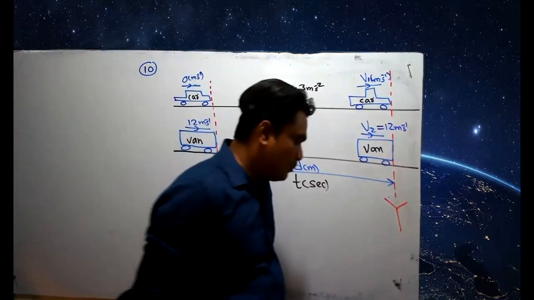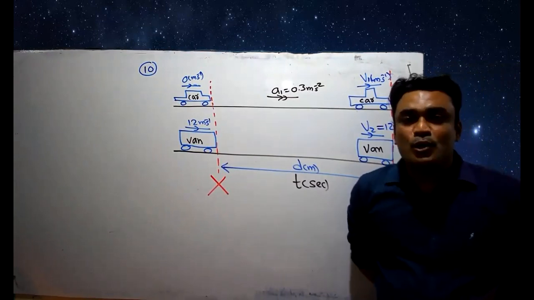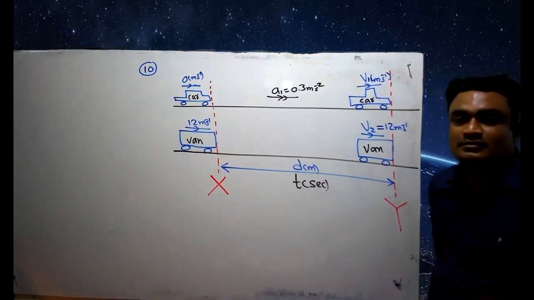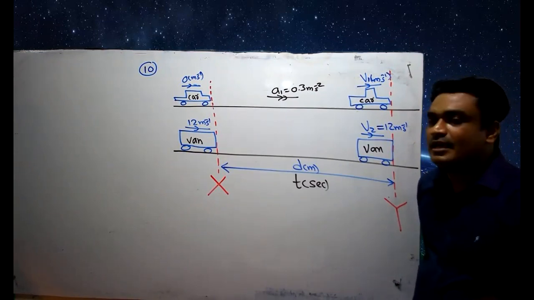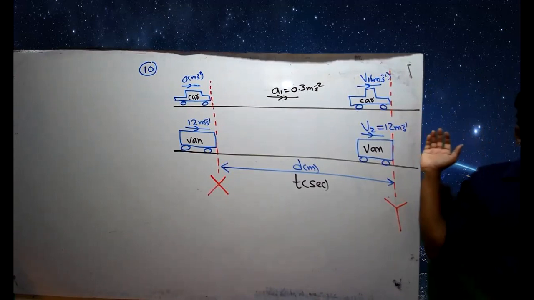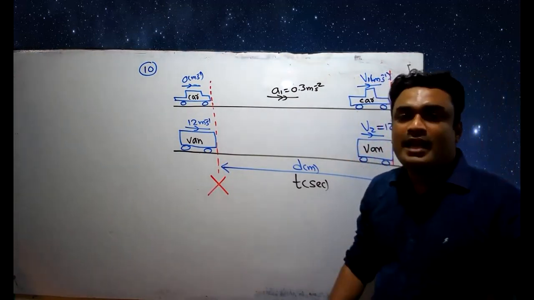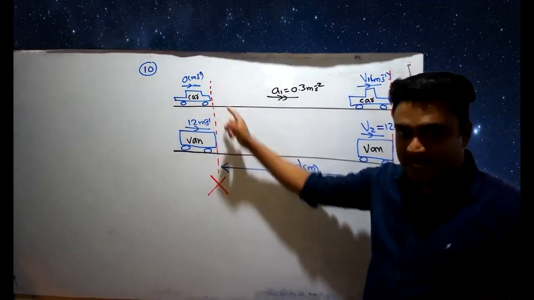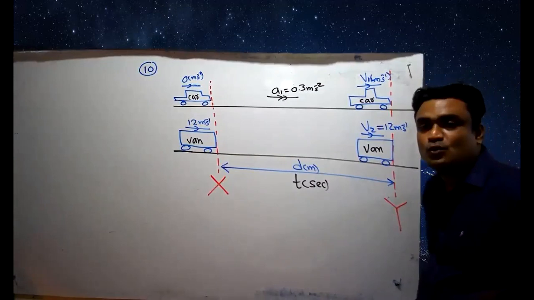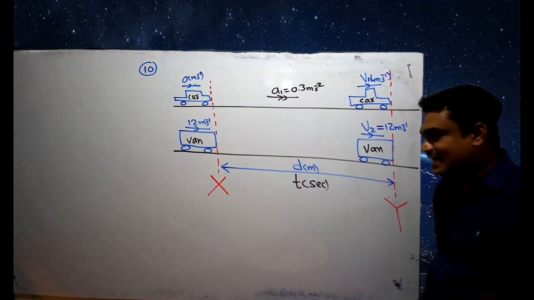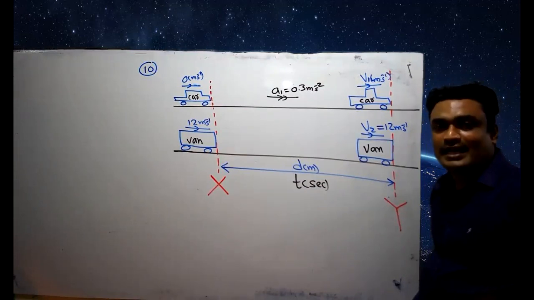So please write a small description. Both vehicles start their motions at X, and both of them reach Y at the same time.